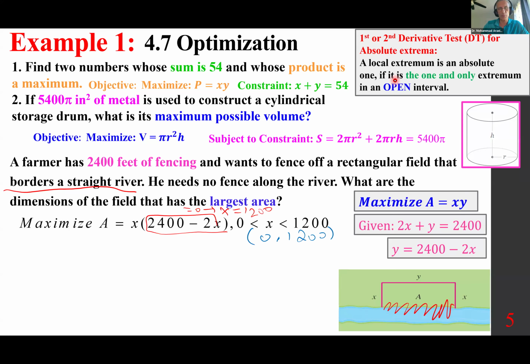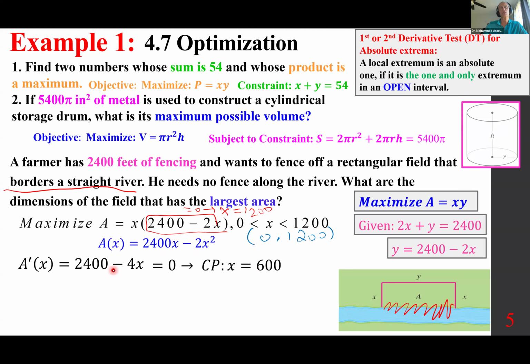local becomes absolute. So in this case, A of x, you distribute, is 2400x minus 2x squared, and A prime is 2400 minus 4x. You set this equal to 0 because you're looking for a critical point. It results in one critical point, x equals 600. So you have an open interval and one critical point.